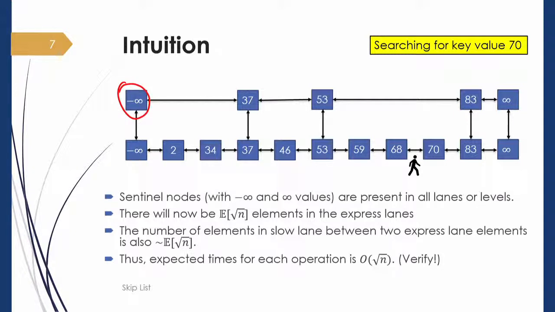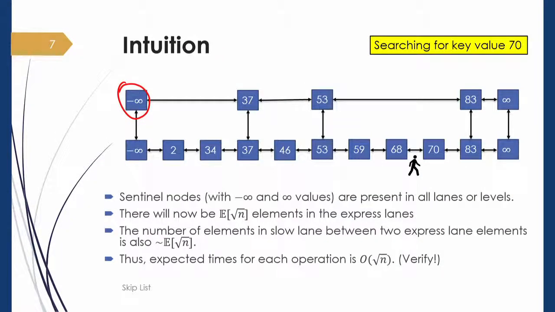Now, how much time would this take on expectation? You will have to verify that this will take order of square root of n time. It's not hard to see because the number of elements in the express lane is going to be square root of n on expectation, and then we already stated that between two consecutive elements that have been promoted to the express lane, the number of elements in between in the slow lane is going to be square root of n on expectation. So, adding the two, you will get order of square root of n expected time to find an element.